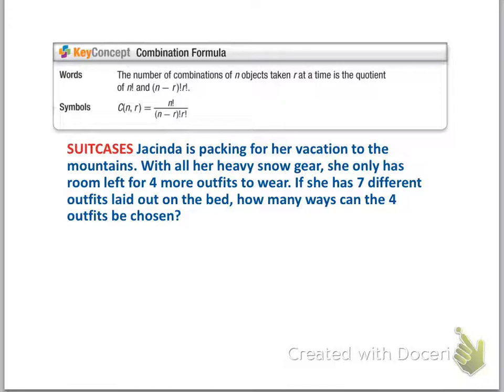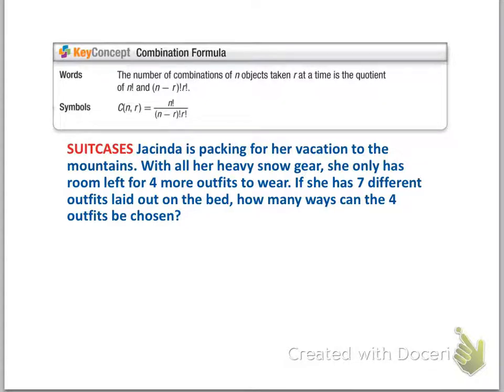Jacinda is packing for her vacation to the mountains. With all her heavy snow gear, she only has room for 4 more outfits to wear. If she has 7 different outfits laid on the bed, how many ways can the 4 outfits be chosen? So remember, we need to think, does the order matter? Well, she's going to take the outfit with her either way. Doesn't matter if it's the first thing we put in our suitcase or the 4th thing we put in our suitcase. So this is a combination.